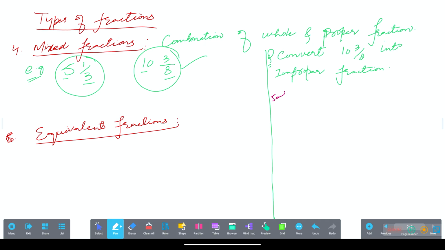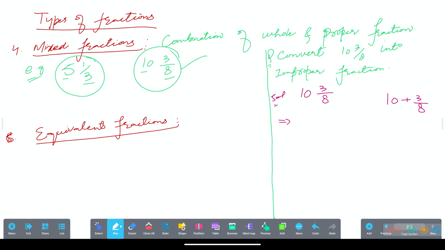I'm writing the solution. Whenever you have to convert a mixed fraction into an improper fraction, what do you have to do? You have to take the mixed fraction 10 3 by 8. Actually, what is this 10, what is this 3, and what is this 8? You will come to know once we convert an improper fraction into a mixed fraction. Now here, it is actually 10 plus 3 by 8.